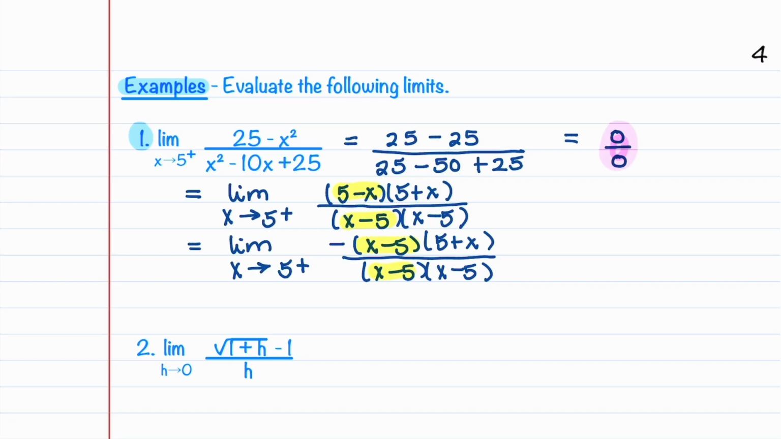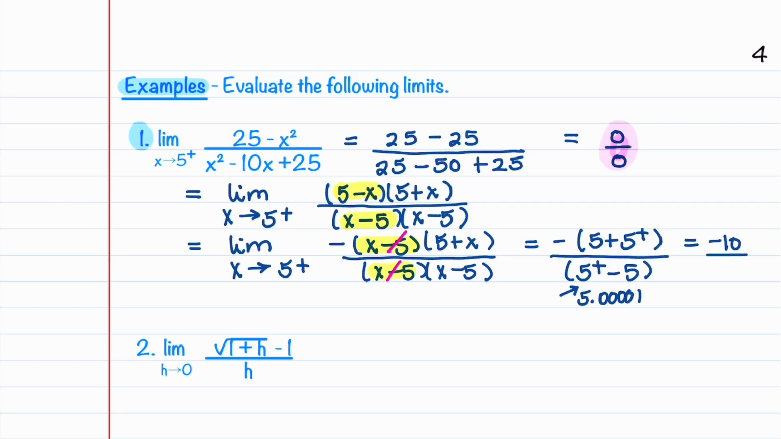They are the same now, so we can cancel them out, and we can now go ahead and substitute in that x is going to 5 from the right. This gives us a minus 5 plus 5 from the right, all divided by 5 from the right minus 5. On the top, we have a minus 10, and then in the denominator, we can think of 5 from the right as 5.000, lots of zeros and then a 1, minus 5.